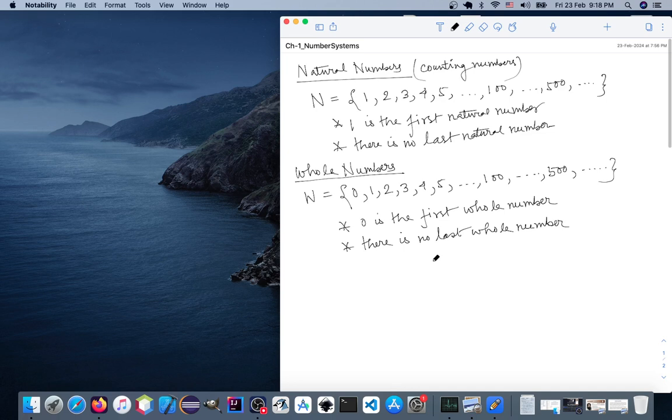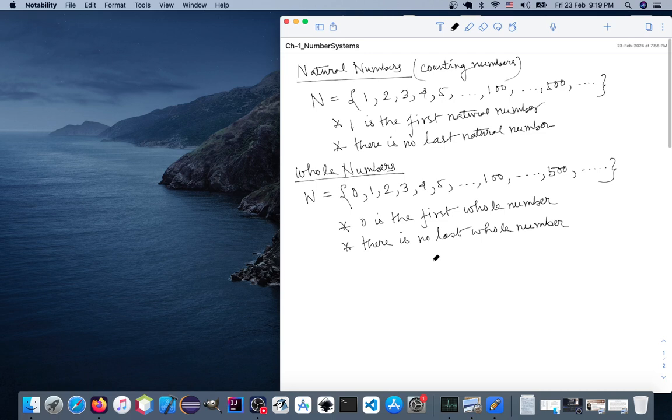So when we say there is no last natural number, it also means that there is an infinite number of natural numbers, or there is no largest natural number. So 1 is the smallest natural number, and there is no largest natural number. Similarly, 0 is the first whole number or the smallest whole number, and there is no last whole number or there is no largest whole number.